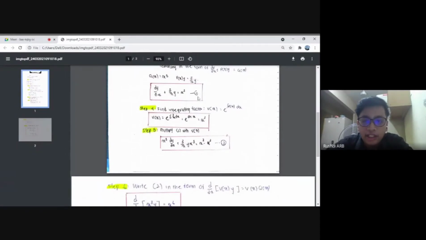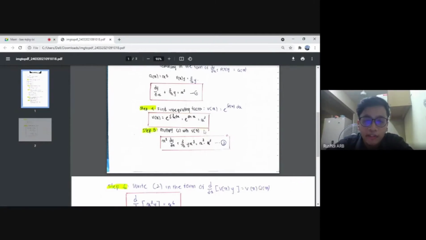Next, we move on to step number 4, which is find the integrating factor. We will use the form v(x) equals e to the power of the integral of P(x) dx, and we will get v(x) is e to the power of the integral of 3 over x dx, and we will simplify to e to the power of 3 ln x, and we will get v(x) is x to the power of 3.